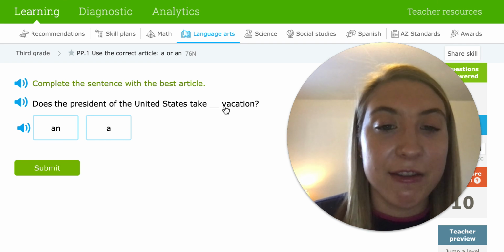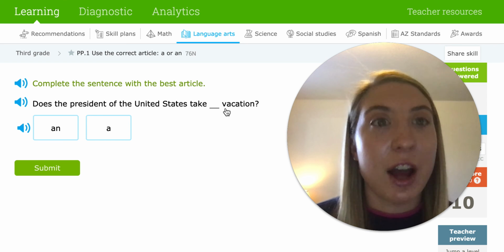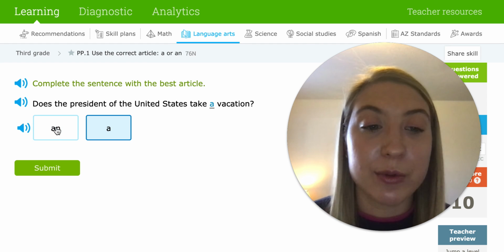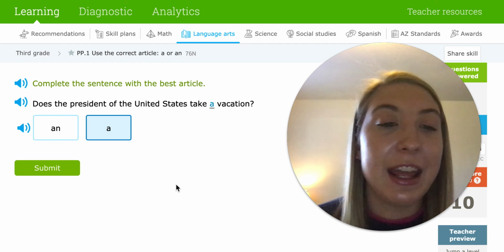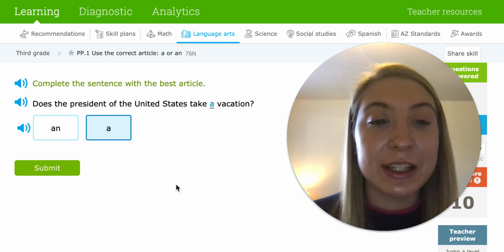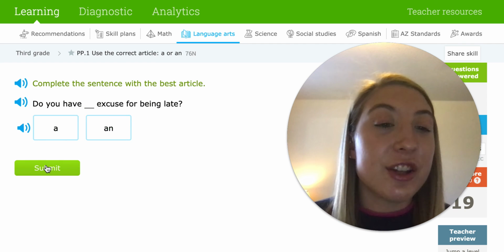Vacation starts with a V. I know that V is a consonant, which means we're going to start with a, because only words that start with a vowel use an. And vacation is singular and non-specific, because they're not talking about a certain vacation. And press submit. All right, so that's all we're going to do today.